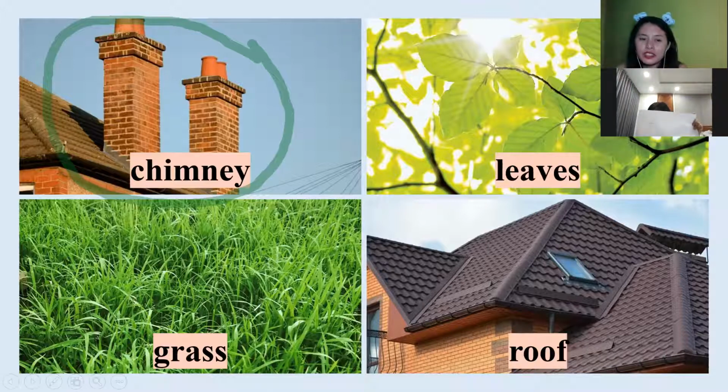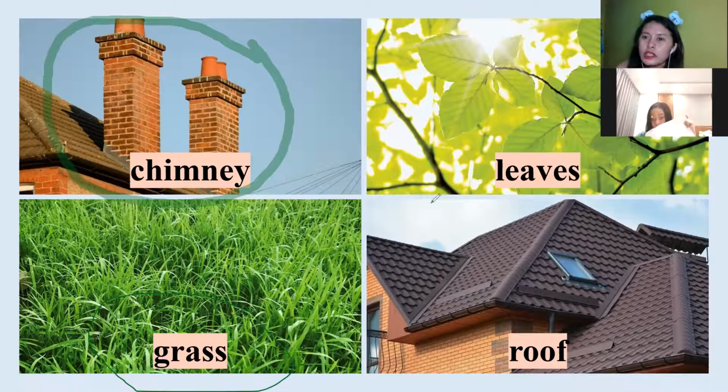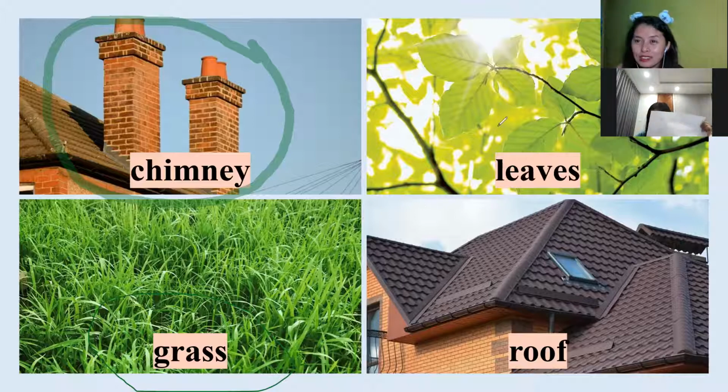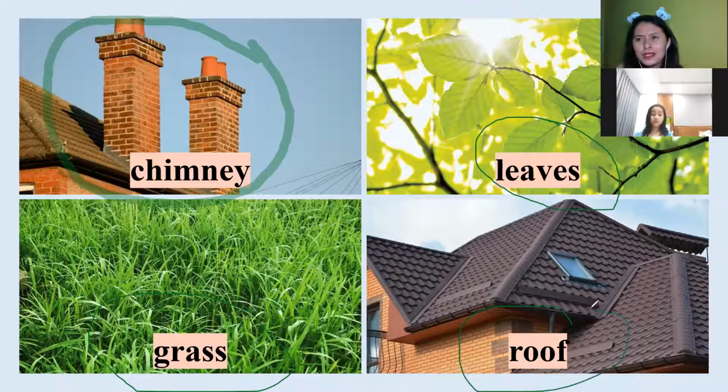Another one, look at this, the grass. Do you also have a space where you can plant? You can plant different flowers? Leaves, okay. And beside the chimney there is a roof. What's the color of your roof? What's the color? Yes, Matt? Gray. Oh, it's gray? What's the color in there? Green. Oh, it's green. Okay.